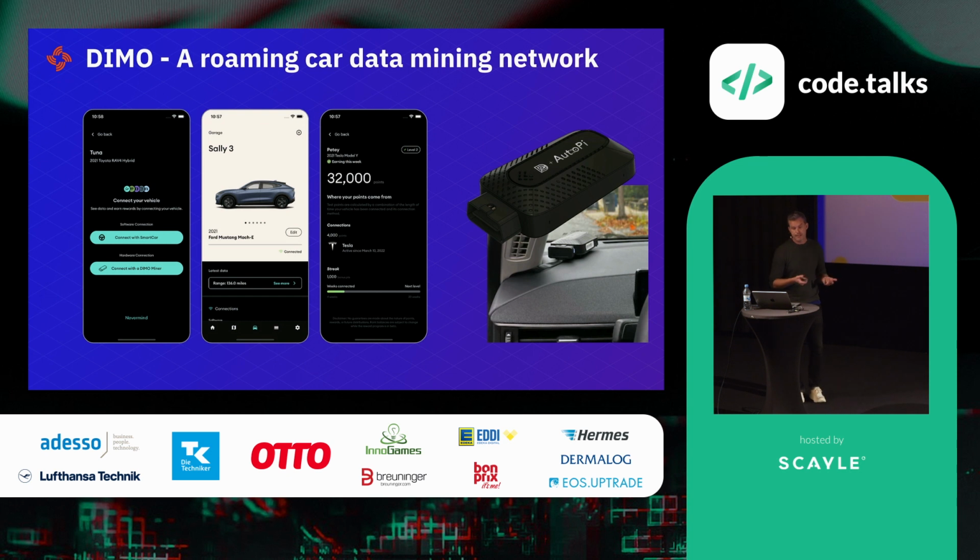So one example of this, one of my favorite projects, Demo. This is a roaming car data mining network. So what they have is a Raspberry Pi style device that plugs into your car. You drive it around and you have this drive to earn experience where the data starts flowing through the Streamr network, and you start to earn tokens for this.